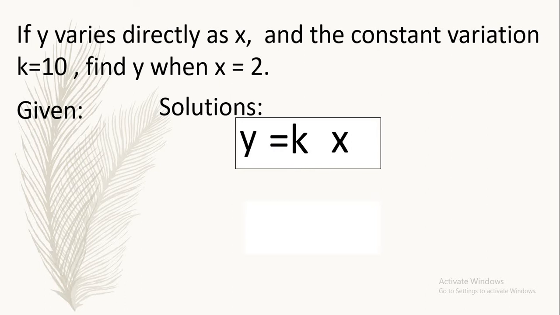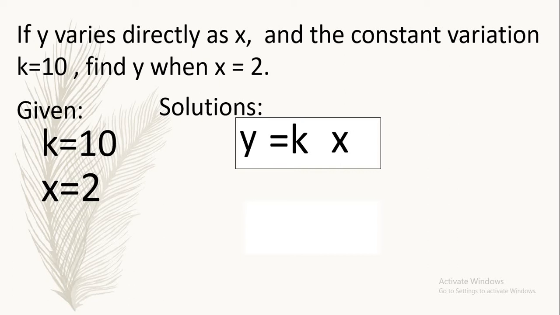So if y varies directly as x and the constant of variation k is equal to 10, find y when x is equal to 2. So if you notice, our given is the constant of variation, which is 10, and x is equal to 2. So we need to find the value of y, and we will use the equation y is equal to kx. So hindi pa rin natin papalitan yung mga variable natin, since y and x are the letters given in the problem.